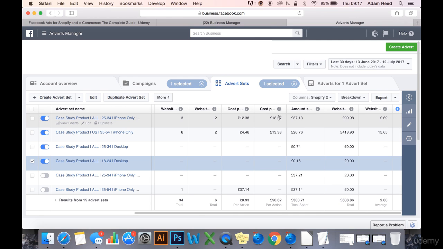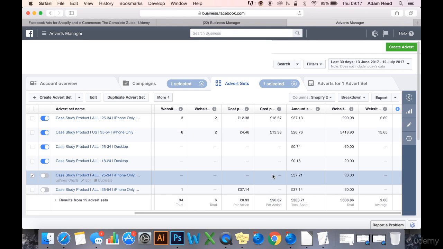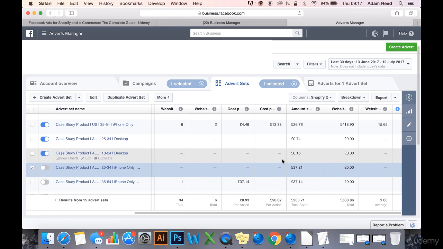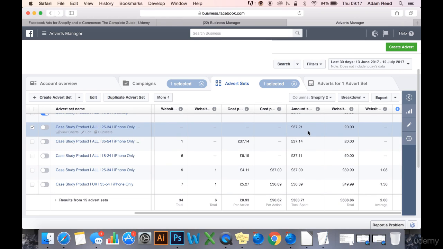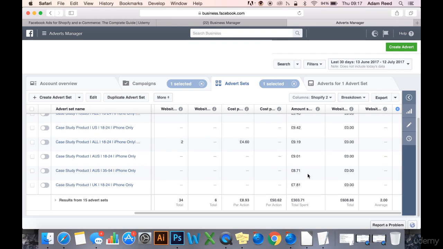So, as you can see, we've spent £303 for a total of 608. And this particular ad set has an ROAS of 15, which is crazy. And as you can see right now, my cost per purchase for this campaign is £50. But that is only because I run so many ad sets at a loss where they haven't had a purchase.